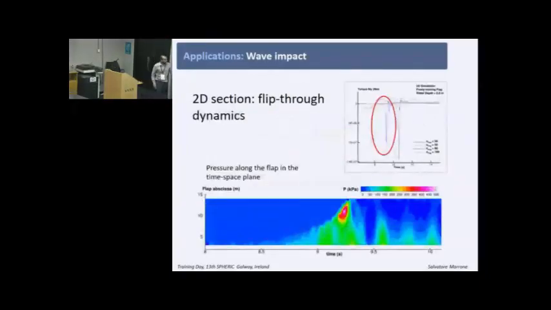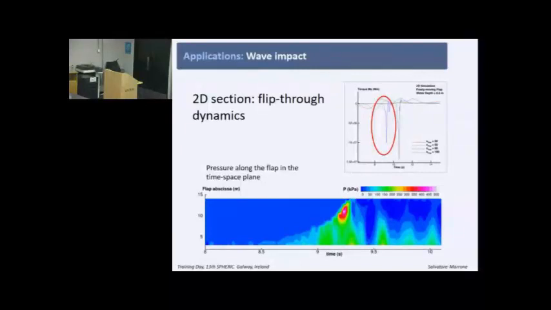And this can be seen even better in this plot where we have time on the x-axis and the axis along the flap on the y-axis. You can see that the pressure rises and reaches a very localized peak here. This is something that has already been observed for waves impacting walls. And it's a kind of dangerous mechanism for structures, because we have very high and localized pressures that can damage the structure.